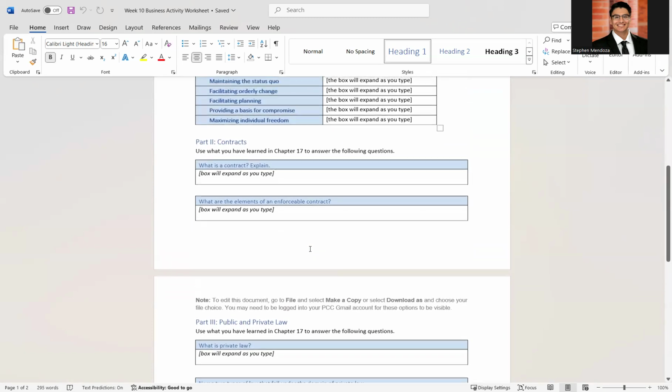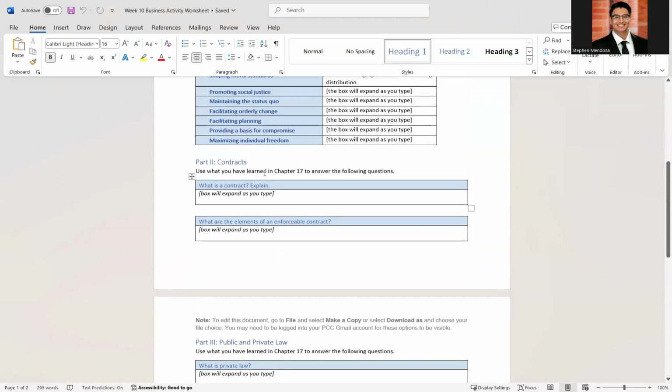And then part two is contracts. Use what you learn in chapter 17 to answer the following questions. What is a contract? The chapter actually has a really in-depth explanation of what a contract is. There are a few different things in order for a contract to be enforceable. It has four requirements. I'm going to name them, but you're going to have to explain them. So the concept of agreement, consideration, contractual capacity, and lawful object.